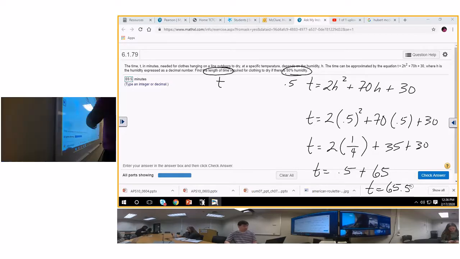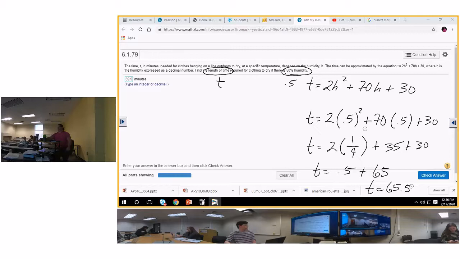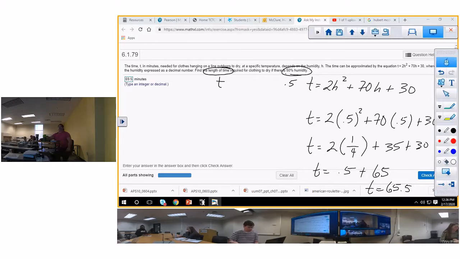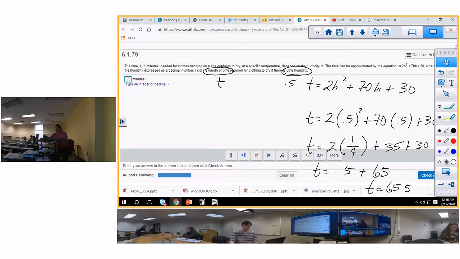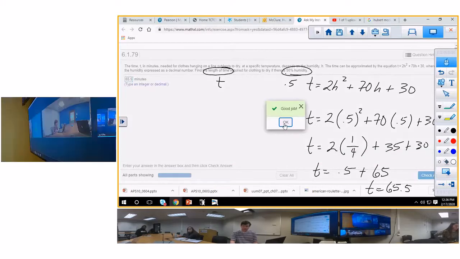So if the humidity, which down here it usually gets around 0.5, 50% humidity, if you hang out your clothes, it's going to take an hour for them to dry. And you feel good about yourself. Let's type it in and see if we know what we're doing. And we do. We feel good about ourselves.